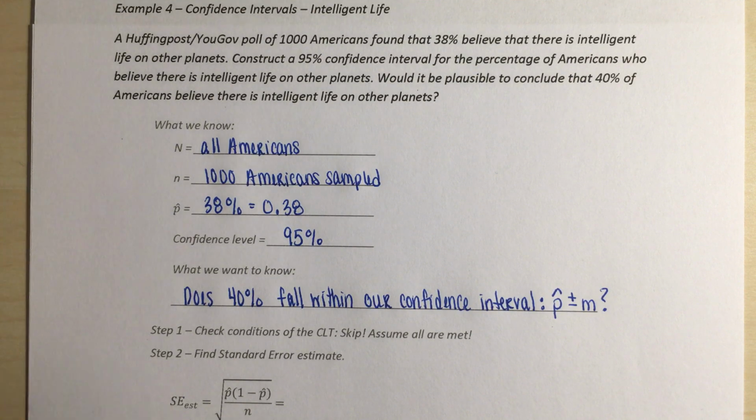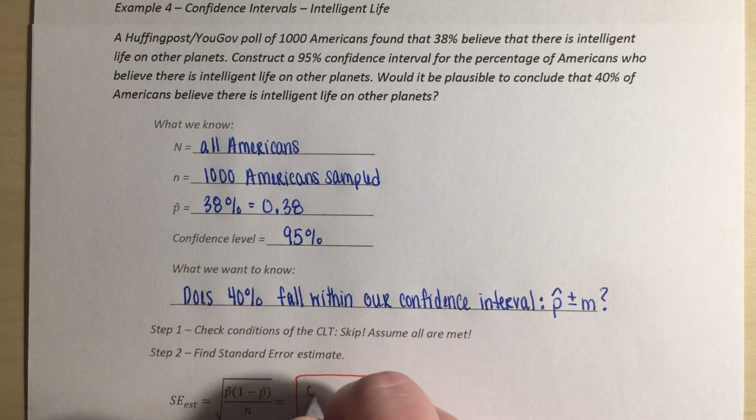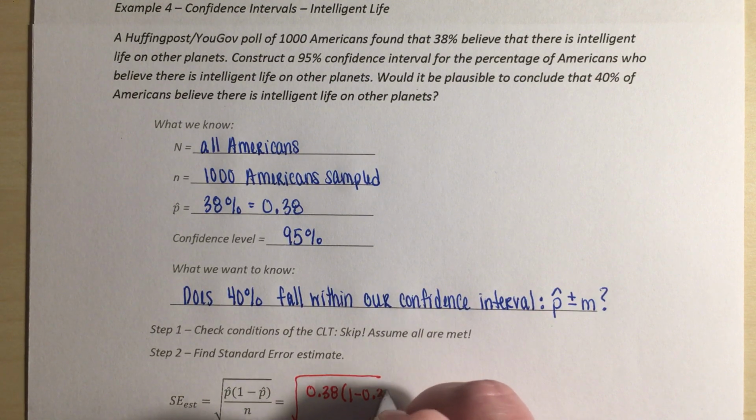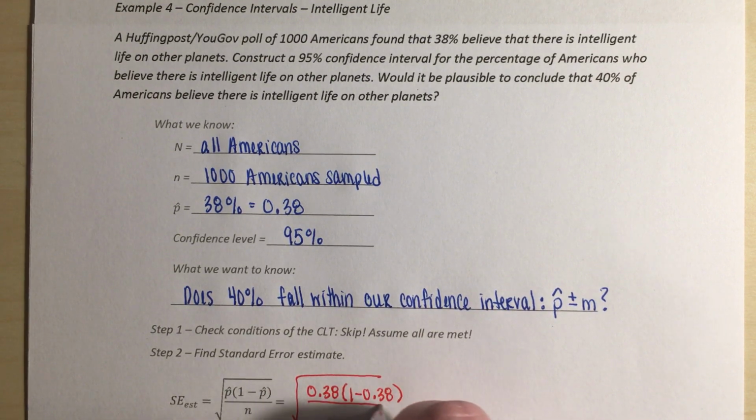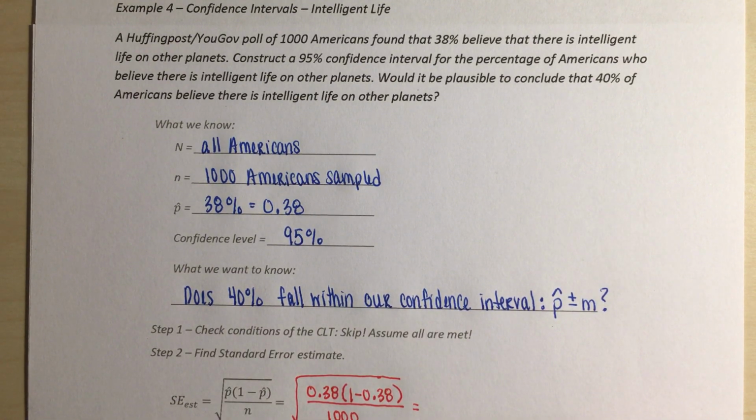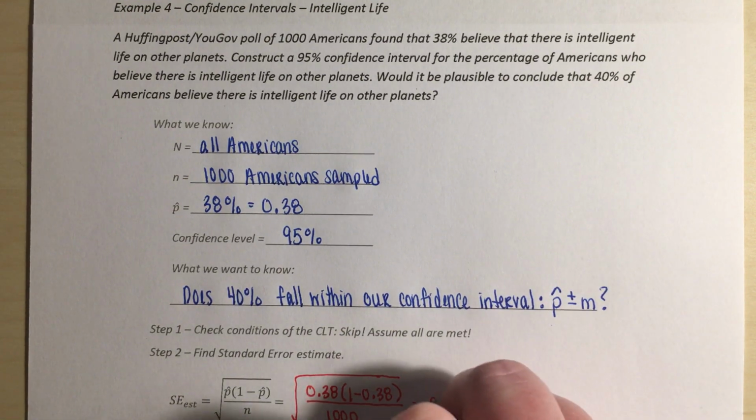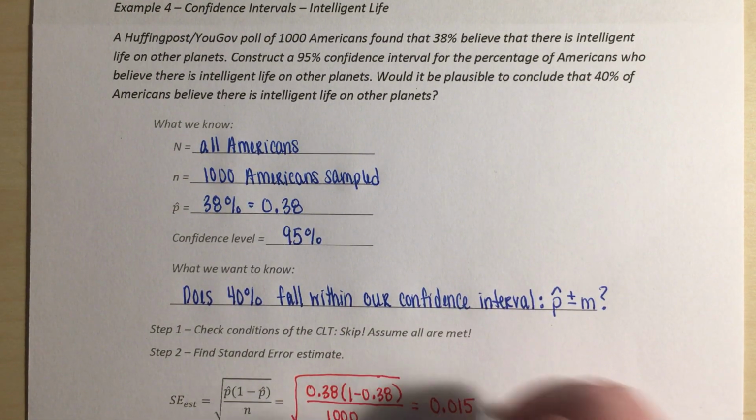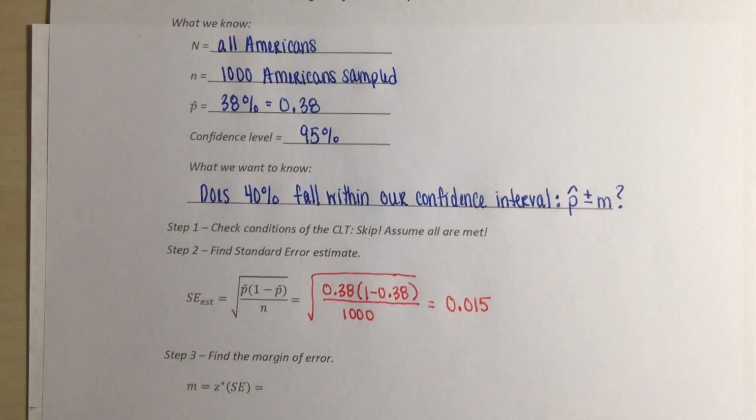All right, step two, find our standard error estimate. So we're going to plug in our p hat and our n. Our p hat is 38%. Our n is our sample size of 1,000. So 0.38 times 1 minus 0.38, divided by n. Our sample size is 1,000. We plug that into a calculator. We're going to get 0.015. All right, so there is our standard error.